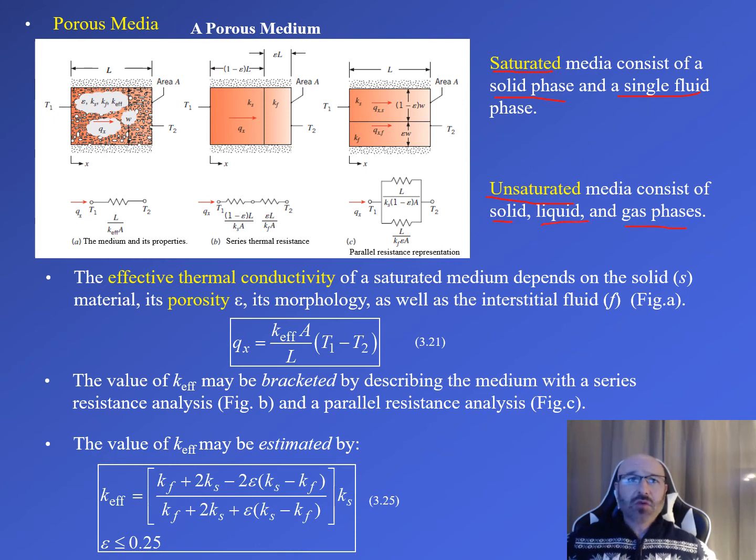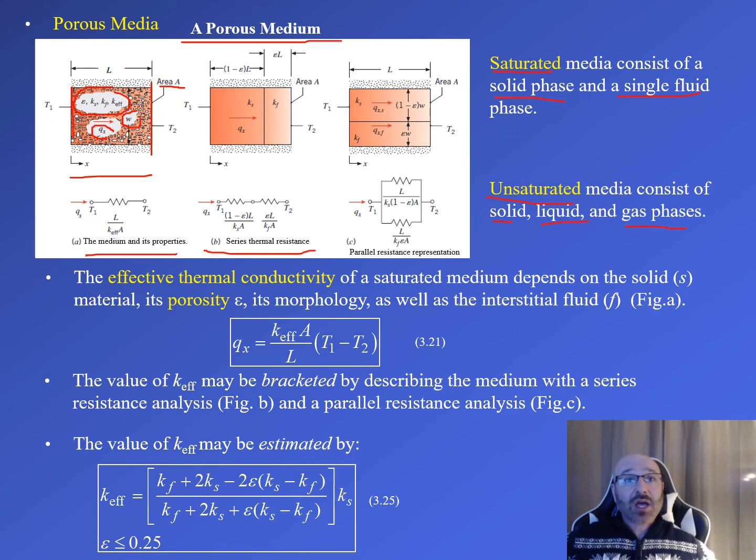So let's take a look at a visual representation of a porous medium in this diagram. Over here on the left in A, we have the medium and its properties. There's our temperature T1, there's our temperature T2 over here, and it has some associated area. We have all these properties, so this is for a porous media with all these different properties. What we want to do is simplify this down a little bit and come up with a representation that we're used to looking at. So that's what we do here in part B.